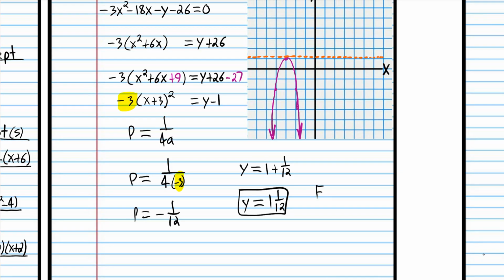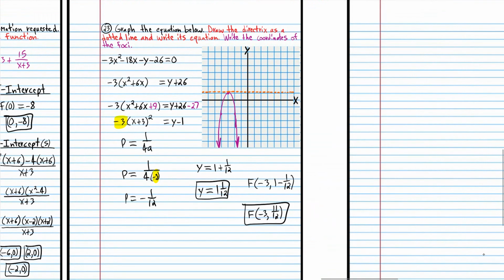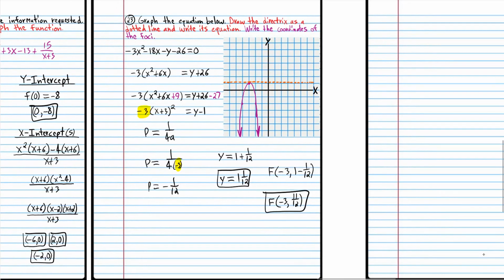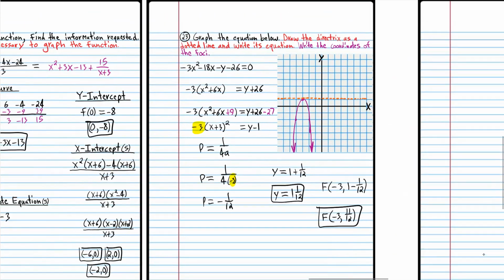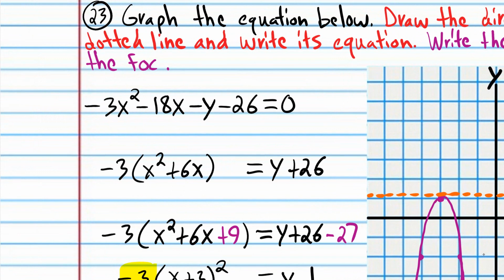The coordinates of the focus, we're going to go in the opposite direction, so our x value is going to be -3, our y value is going to be 1, but we're going to subtract 1/12. So our focus coordinates are going to be -3, comma 11/12. So we graphed it and drew the directrix and wrote its equation and found the coordinates of the focus. That says foci, but it should say focus. Sorry about that.